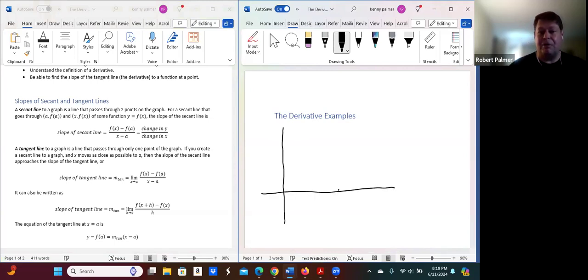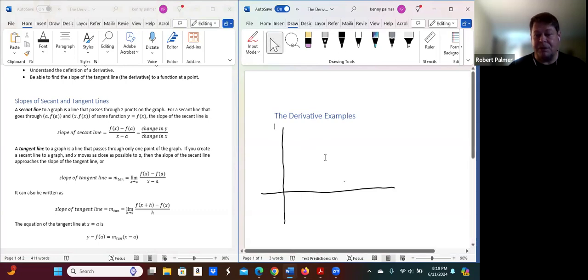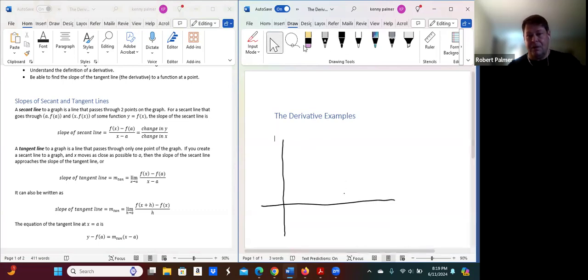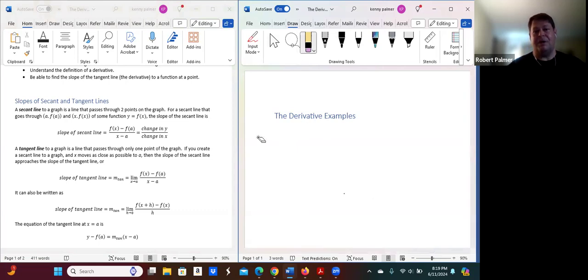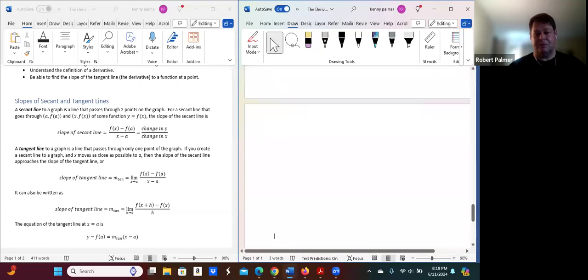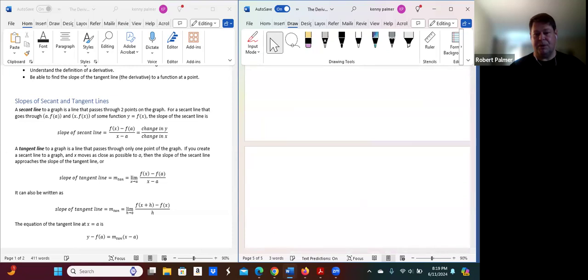Actually, in a second, I need to do something first. I need to create some space. Give me just a moment. Make sure I have enough space. Just a bit more, just in case. That should be enough.